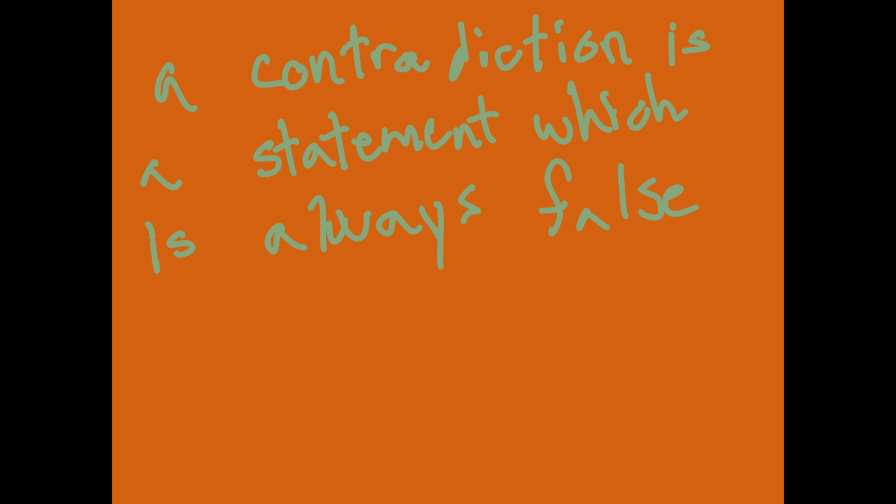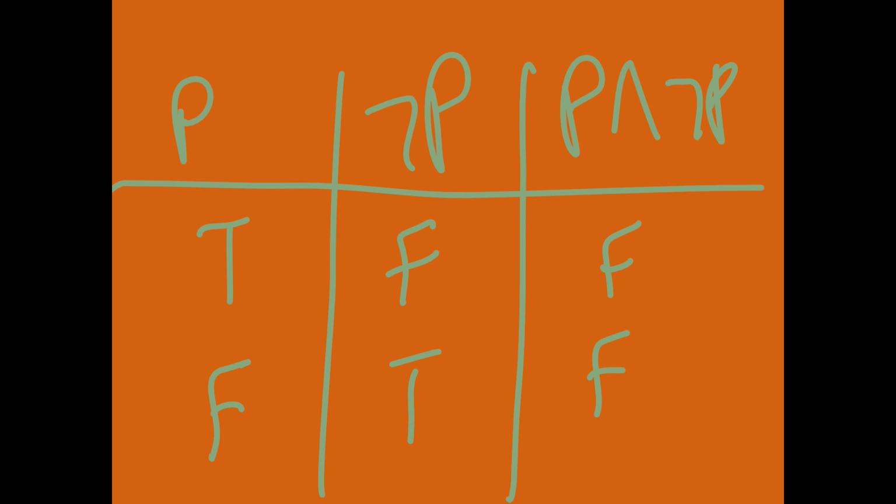It's a contradiction. And this is when your overall statement is false, regardless of whether your component statements are true or false. And we'll just do a simple one again. Let's just say the conjunction of P and not P. Well, if you remember from the definition, conjunction is true only if both statements are true, and it's false otherwise. So whenever we make P true, not P is going to be false, so the overall thing is false.